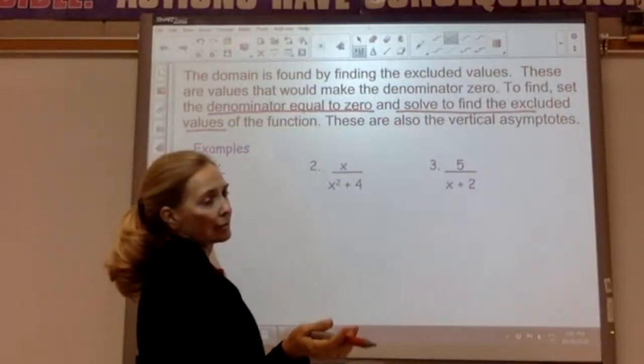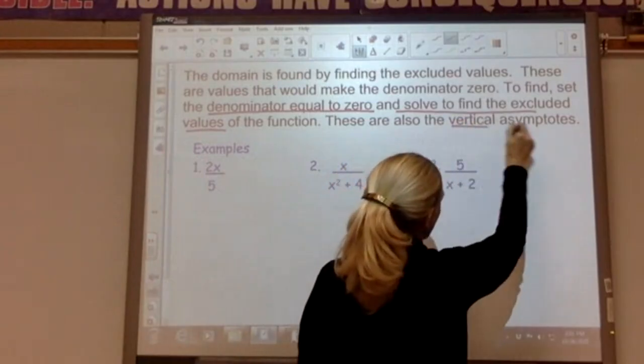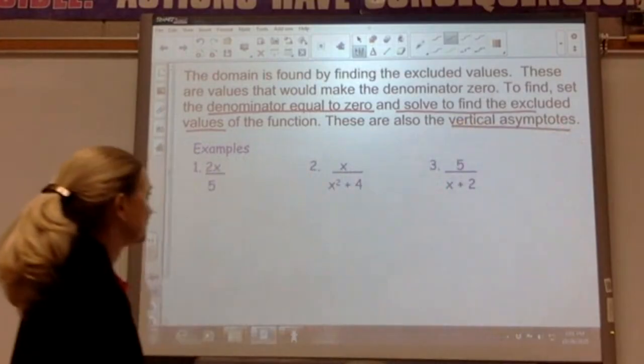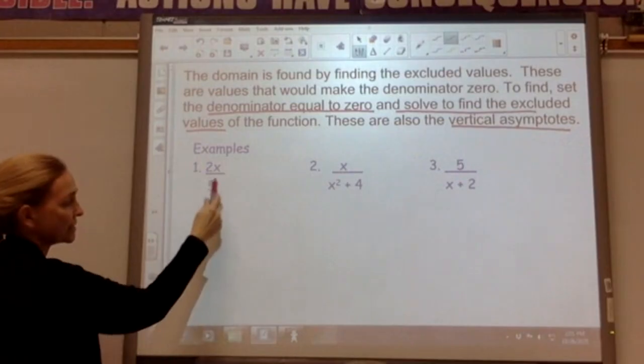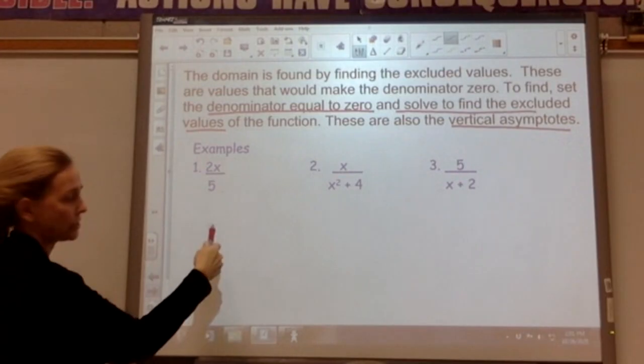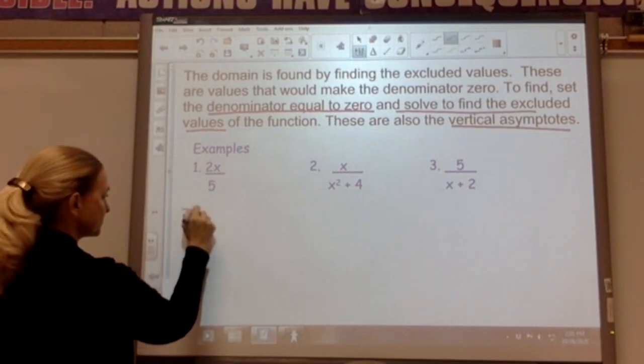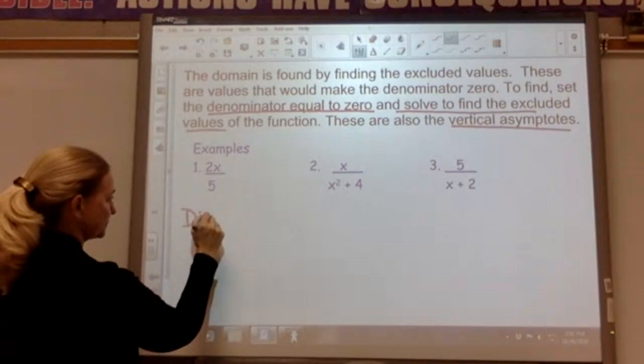And then 99% of the time, these are also going to become our vertical asymptotes. If I look here, this doesn't have a variable in the denominator, so it's not an issue. This one we're good to go. This domain would be all real numbers.